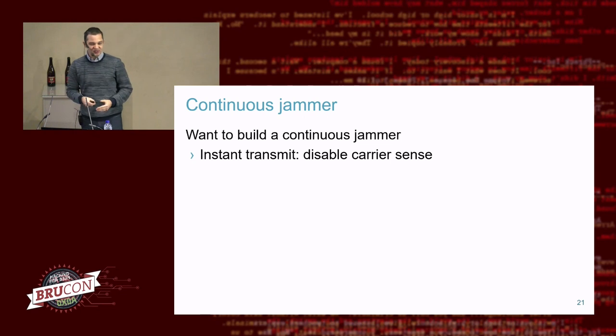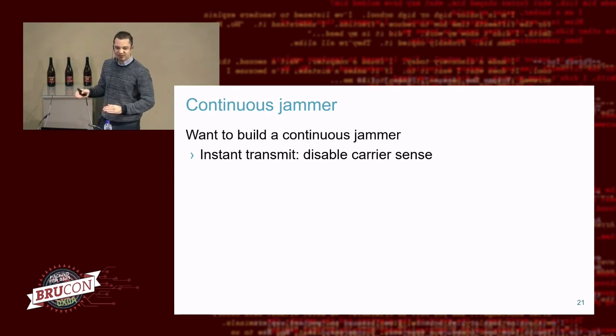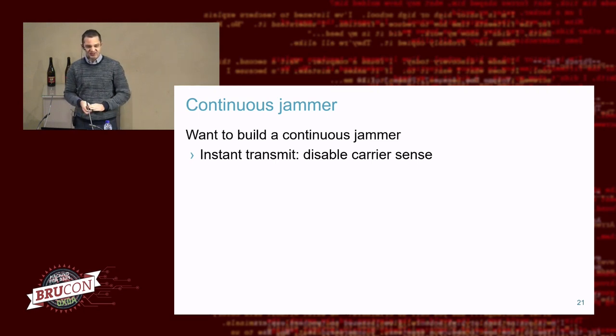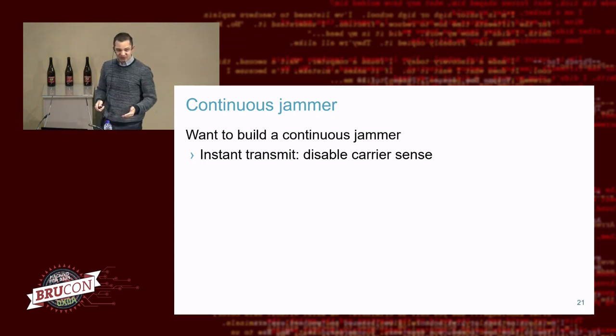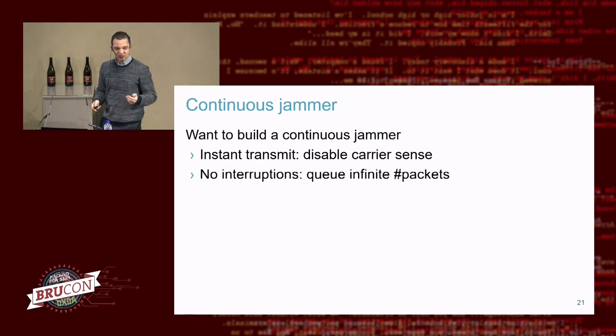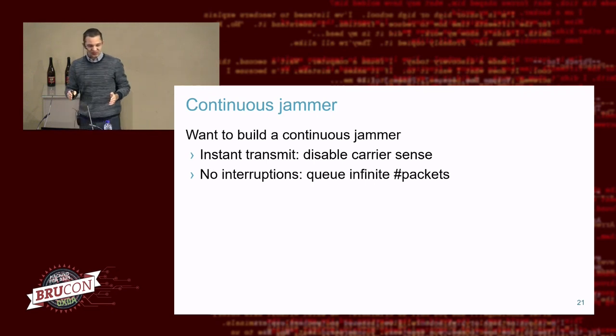And in order to do that, we need to disable this thing called carrier sense. And carrier sense is essentially the mechanism that Wi-Fi devices use to see if someone else is already transmitting or not. And we just want to disable that. We just want to transmit all the time independent of what's going on. On top of that, we also want to then send a signal without any interruptions at all. And the way we will do this is we will make the Wi-Fi device transmit a lot of dummy Wi-Fi packets. But we want to do this without ever being interrupted.